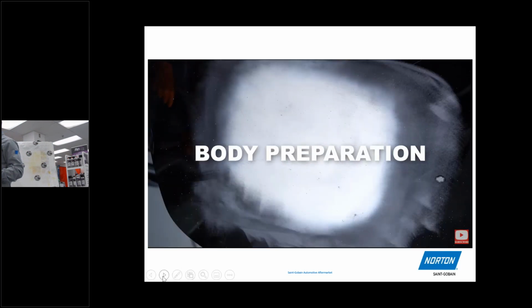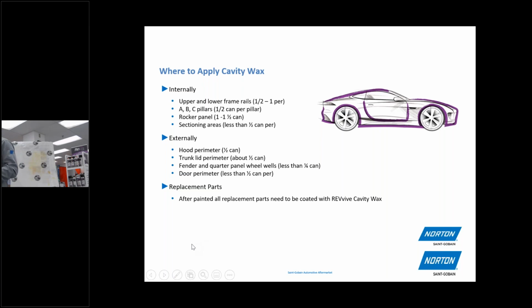Standard operating procedures. Okay, so where am I going to put it? Well, pretty much everywhere. As you can see there internally: upper and lower frame, A, B, C pillars, rocker panels, sectioning areas. Externally: hood, fender, doors, quarters, trunk lids, rear body panels.